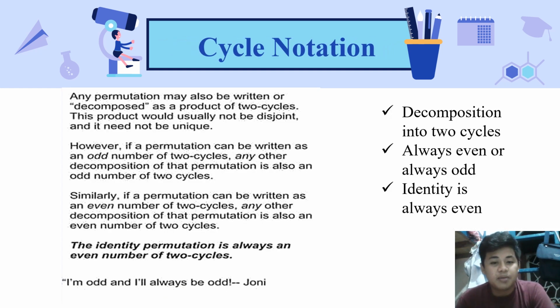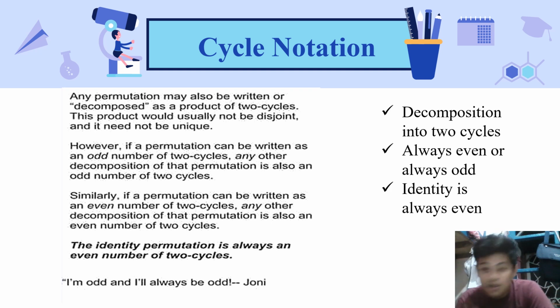Any permutation may also be written, or decomposed, as a product of 2-cycles. This product would usually not be disjoint and need not be unique. However, if a permutation can be written as an odd number of 2-cycles, any other decomposition of that permutation is also an odd number of 2-cycles. Similarly, if a permutation can be written as an even number of 2-cycles, any other decomposition of that permutation is also an even number of 2-cycles. So the identity permutation is always an even number of 2-cycles, and odd will always be odd.